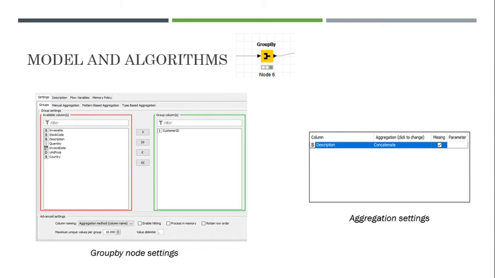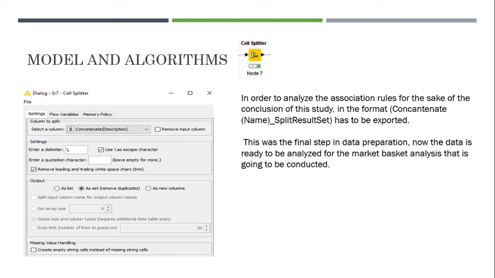To conduct a market basket analysis, we need to list the purchases of the customers one by one. In the initial data, since the descriptions were listed individually, the purchases made by customers were listed separately. The group by node has been used to overcome this problem. From the aggregation settings, we have used concatenate to group these purchases. This is the last step of data preparation.